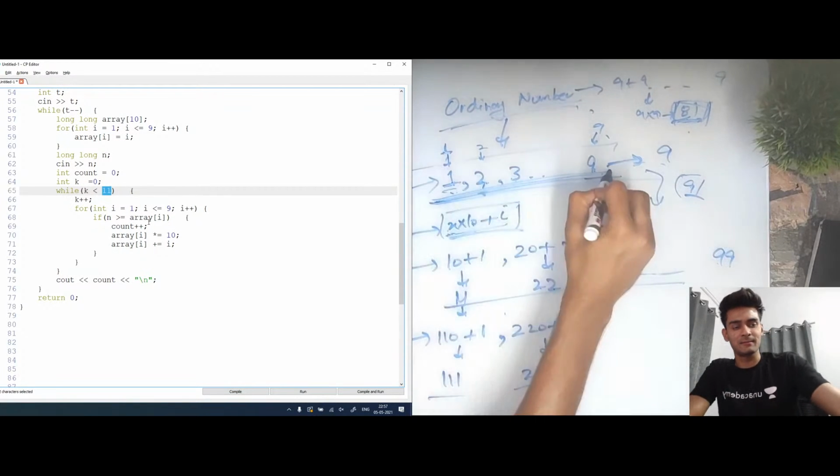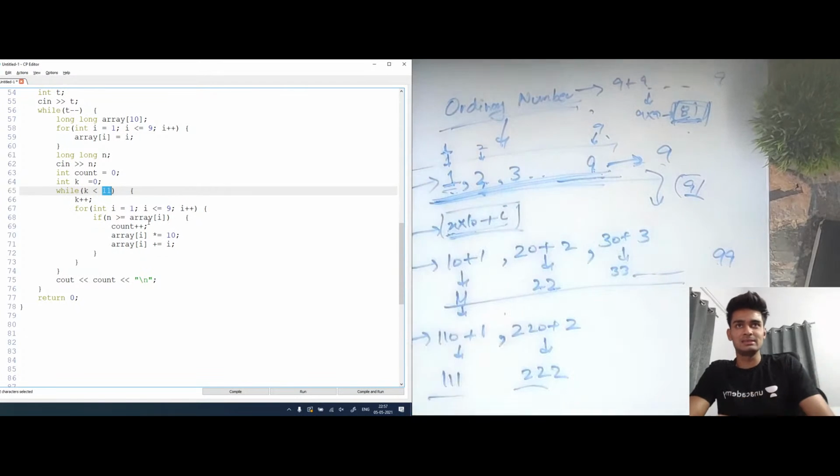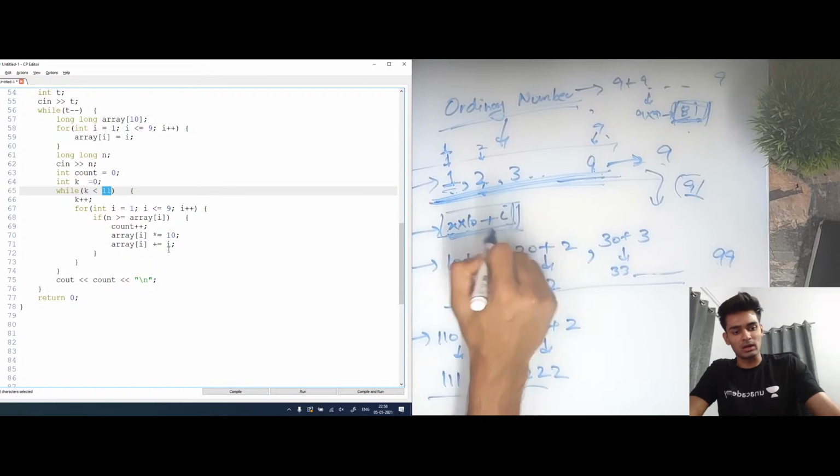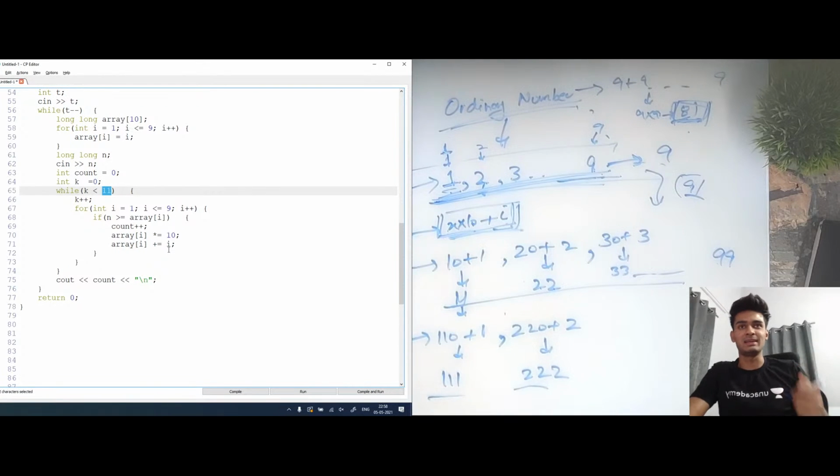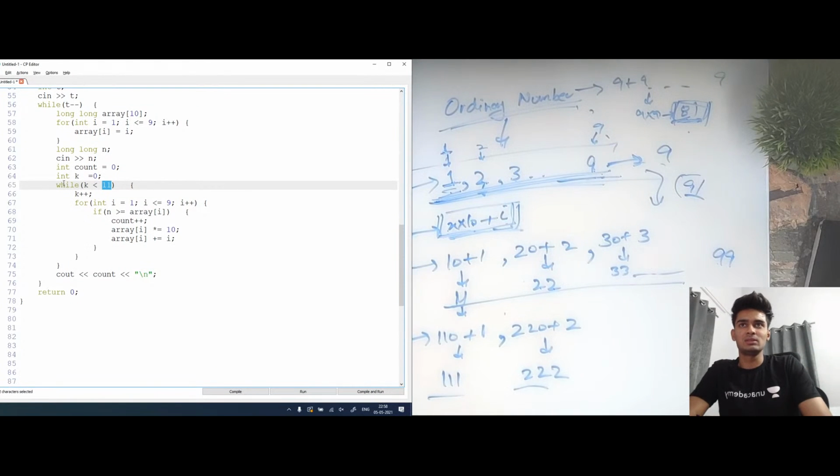So basically I had this array. I'll first count for this array. I'll check if n is greater than or equal to array[i]. If it is, then I'll make count plus plus. Otherwise, I'll make array[i] into equals 10, and then I'll add i, so array[i] plus equals i. So this is what I'm doing, x into 10 plus i. With this, I'm going to generate the index value of the next array from any index value. So I'll run this while loop, count all the values and just print the count.